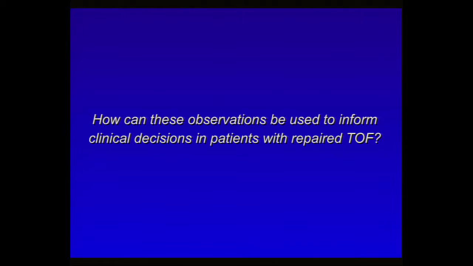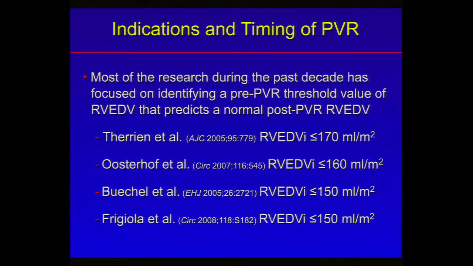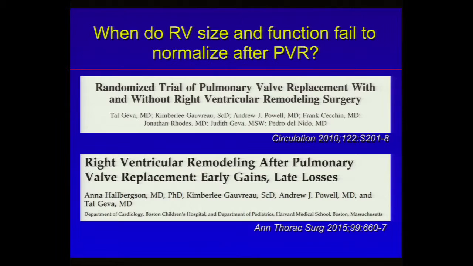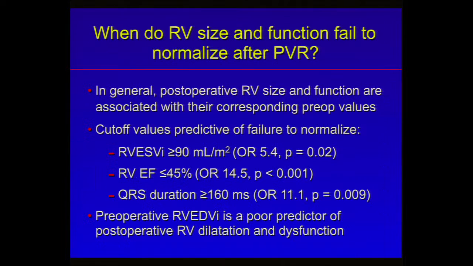So how can these observations be used to inform clinical decisions in this group of patients? Well, most of the research and publications on the topic have looked at right ventricular end diastolic volume in predicting RV remodeling after pulmonary valve replacement. We've looked into the topic ourselves and set up criteria that we wanted the right ventricle not only to decrease in size, but also to improve in function. And we found that RV end diastolic volume is not the best marker, but instead RV end systolic volume index greater than 90 milliliter per meter square, having RV dysfunction, or QRS duration greater than 160 milliseconds were all predictors of subnormal or inadequate remodeling of the right ventricle after pulmonary valve replacement.